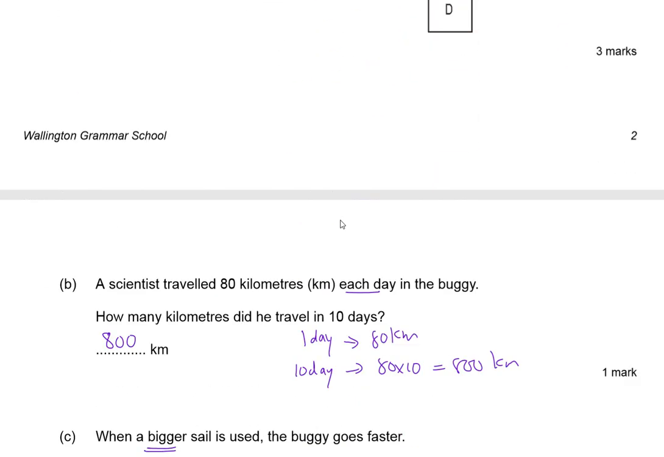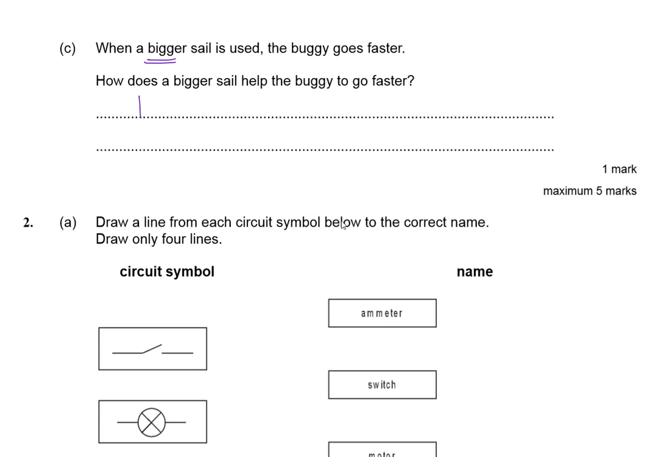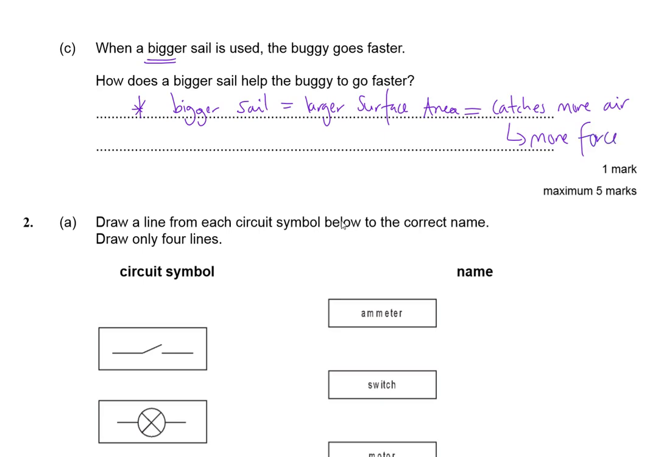Okay, so now what we can do here is write it out. So we can say, bigger sail equals larger surface area. So this big surface area catches more air. So if there's more air, more wind, this leads to more force. Okay, so this is the proper explanation why a bigger sail helps it go faster.